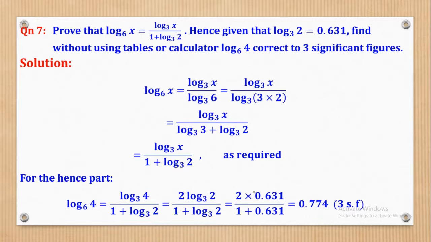Now at this point, that is when you can use a calculator. So when they said don't use a calculator, it implies they want you to use the rules of indices. So at this point I can use a calculator and round off to 3 significant figures.